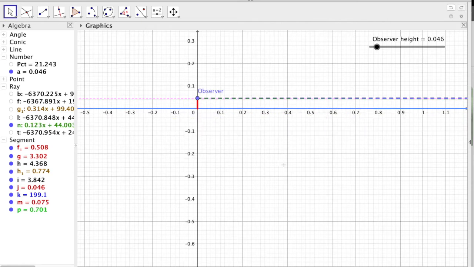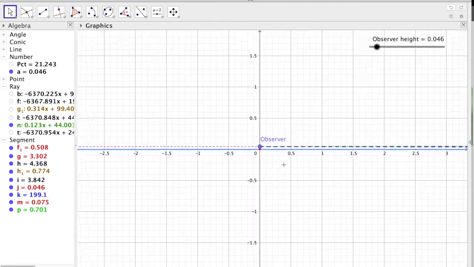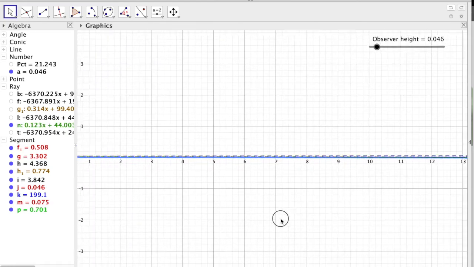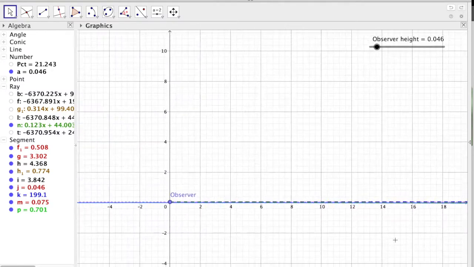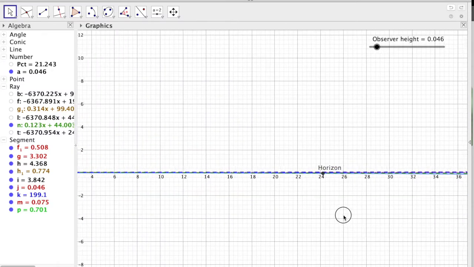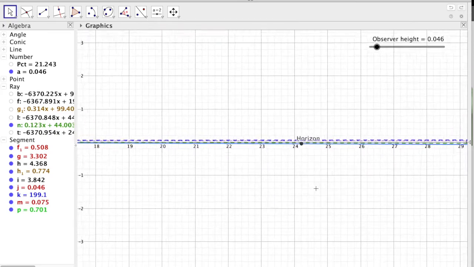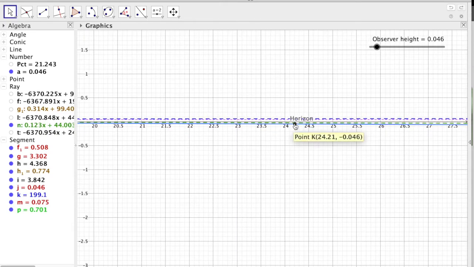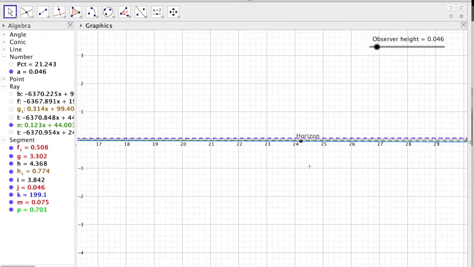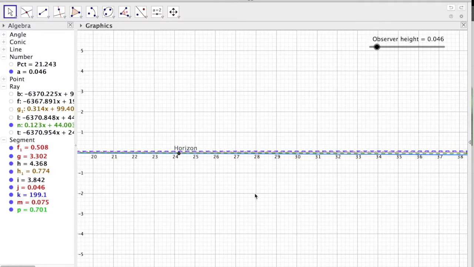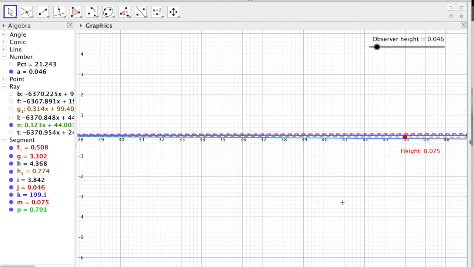So we have our observer. And just to note that here is the horizon point. For an observer at this elevation, this is where the horizon will be, around 24 kilometers from the observer. And this will of course vary with observer height.